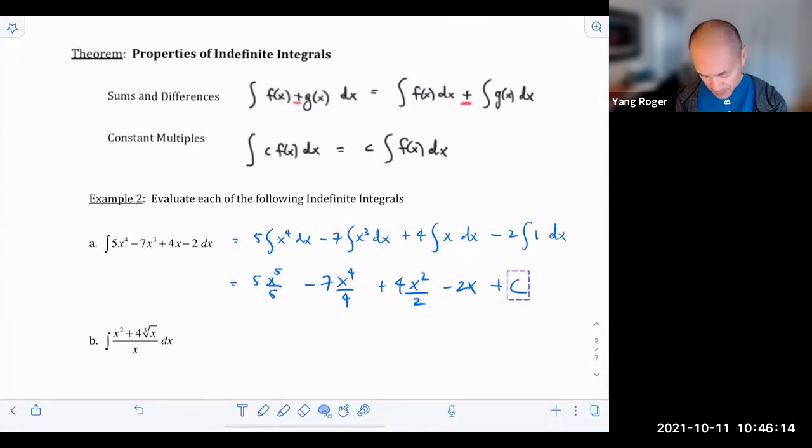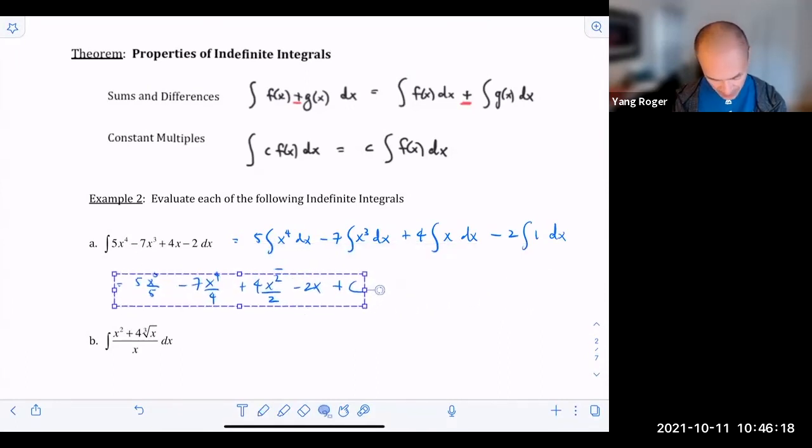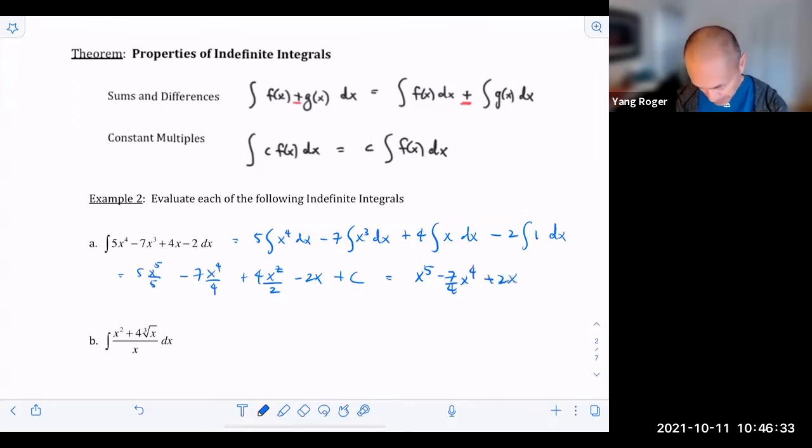Let me simplify this a little bit because it seems like we could do some simplification. So let me slide this over here and I'll put another equal sign. I'll just tighten it up a bit. So this is just x to the 5th minus 7 over 4 x to the 4th plus 2x squared minus 2x plus c.